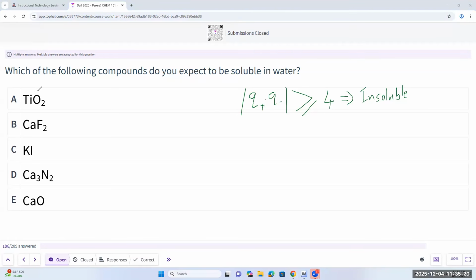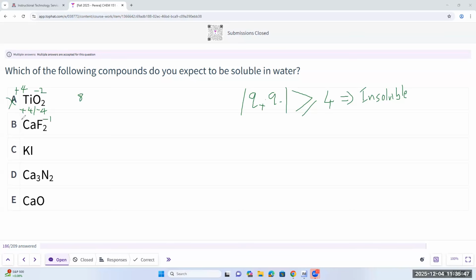So for titanium dioxide, oxygen is -2. We determine titanium to be +4. Why? We have two -2 ions, meaning the anion side is -4. Therefore, the cation side must be +4. Because we only have one cation, it must be +4. That's why the charge product here is 8. It's going to be insoluble.